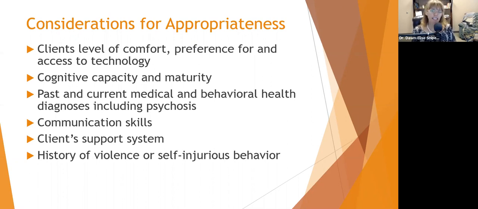And you want to look at a history of violence or self-injurious behavior. People who have these in their history may not be appropriate for online counseling. Again, if they become highly dysregulated, then those impulsive behaviors may not be able to be controlled as easily if you are 250 miles away as they would if you were sitting in the same room.